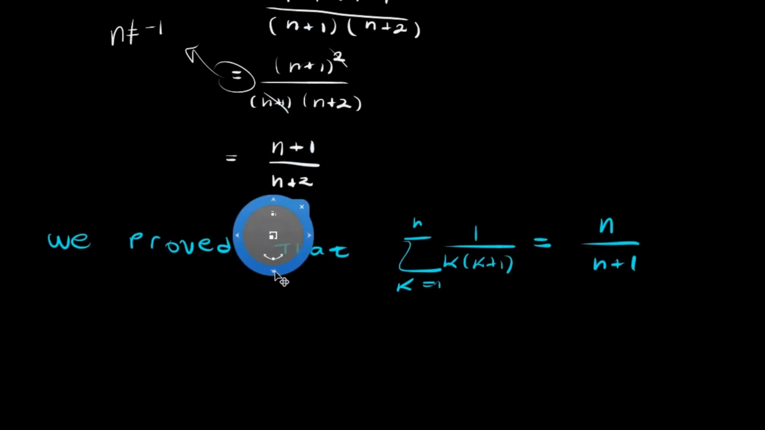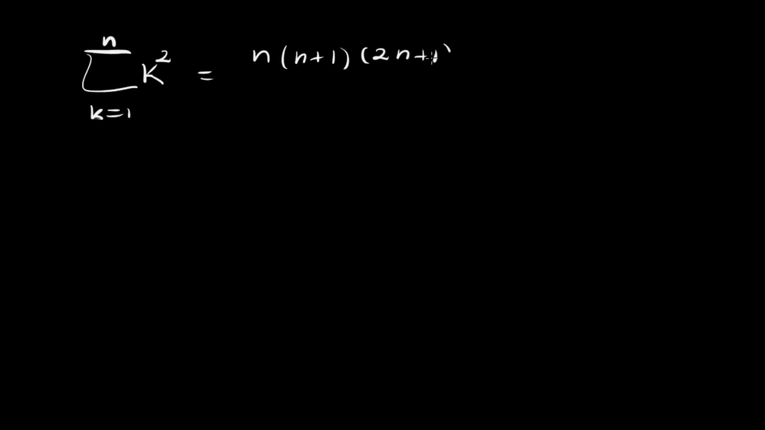Let's now move on to another example. This time I will prove something similar to the one we did in the last video. It's the sum from k equals 1 to n. Instead of k, we're gonna prove it for k squared. This is a very useful expression. It equals n times n plus 1 times 2n plus 1 divided by 6.